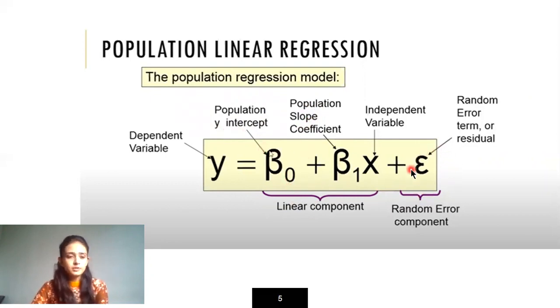And what is this epsilon? This epsilon is my random error component. It might happen that some error is present in my linear regression model, and it is shown by epsilon. What is y? In linear regression, remember there are two variables, an independent variable and a dependent variable. So y will be my dependent variable and x will be my independent variable, and beta 0 and beta 1 are constants, just like m and c.